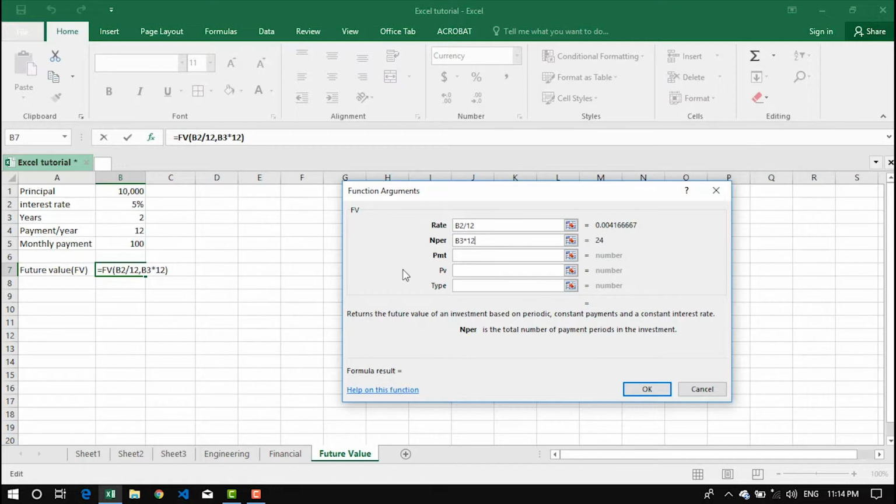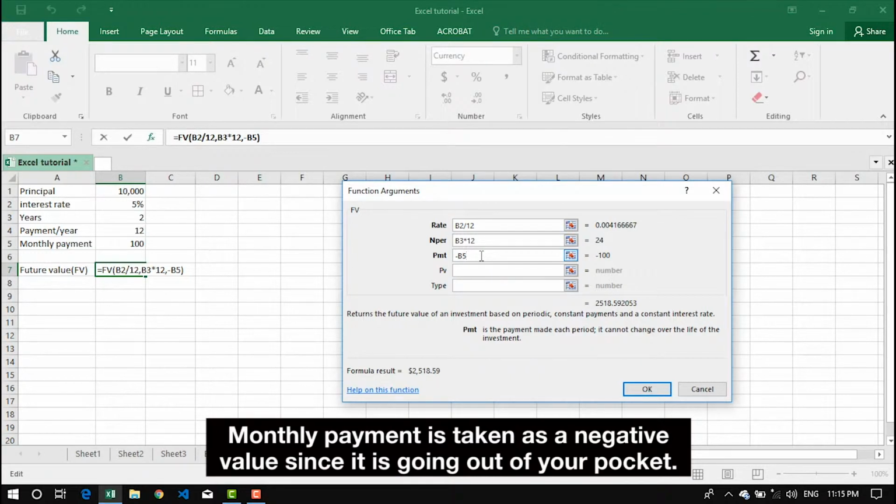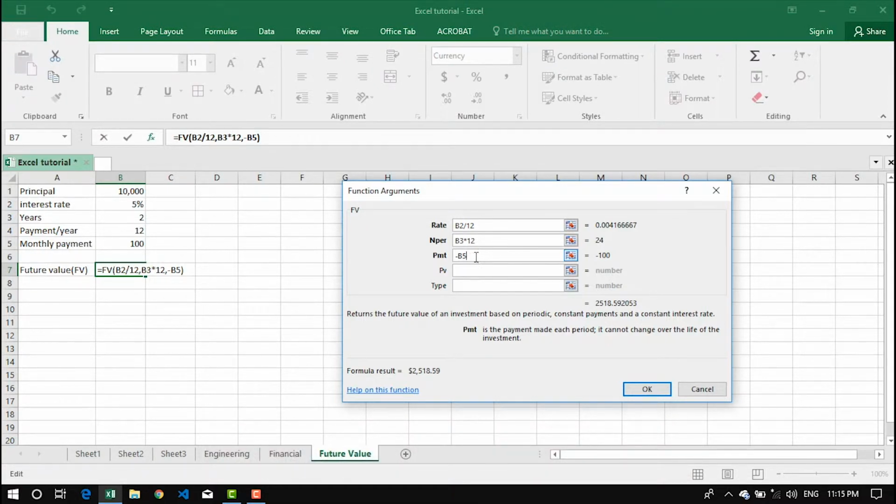Since we're taking it for all 12 months, and PMT is the payment made for each period, it cannot change over the life of the investment, which means it has to be kept constant. So here our PMT would be the monthly payment 100. I'm going to take it as negative 100. Why is that? Because whenever money goes out of our pocket, we consider it as a negative value. So I'm going to make a monthly payment of 100, and therefore I'm considering it as a negative value.